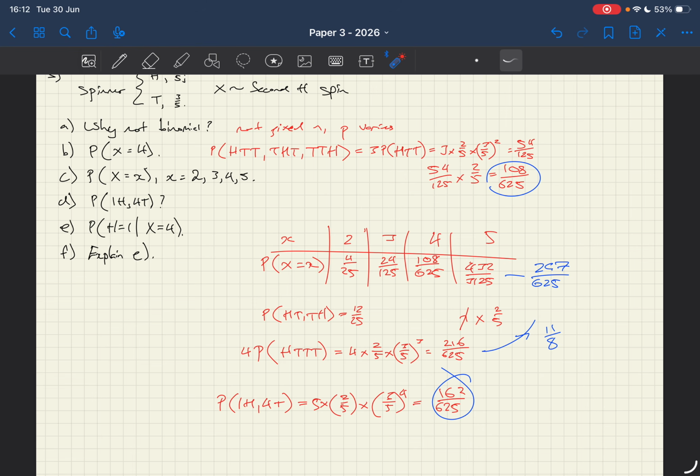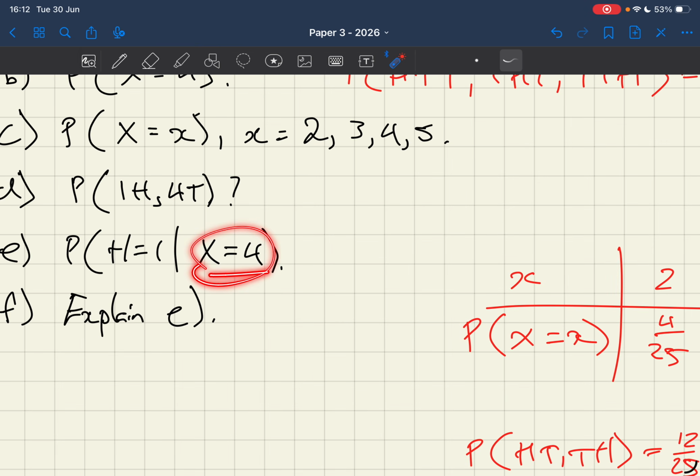This looks good to me. The problem that we have 1 head, given that we're on the 4th one. Well, what did this mean? X equals 4. What did that mean? It means that we got our 2nd head.